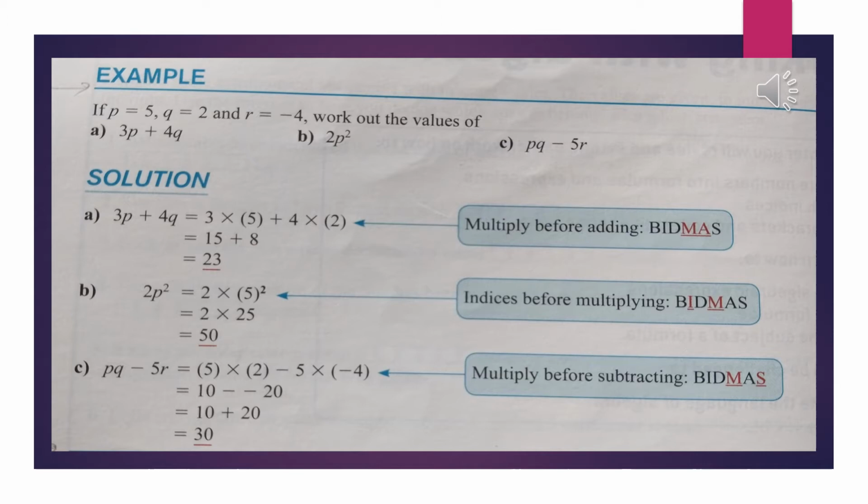Part C, pq minus pr, 5 into 2 in brackets minus 5 into minus 4 inside the brackets. That is 10 minus into minus 20. That is 10 plus 20, minus into minus becomes plus, which equals 30. Multiply before subtracting, BIDMAS. That is M first, then S.